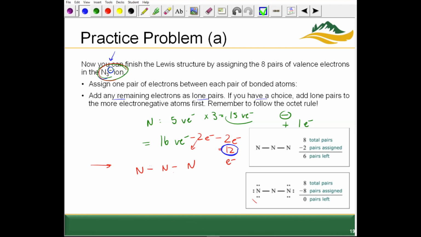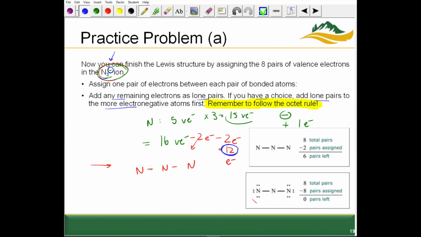If we have a choice on which atom to add those lone pairs of electrons to, we should add the lone pairs to the more electronegative atoms first. These are all the same electronegativity, so it doesn't matter where we start to add on those electrons. But as we're adding on those electrons, we should be careful not to exceed the octet rule.